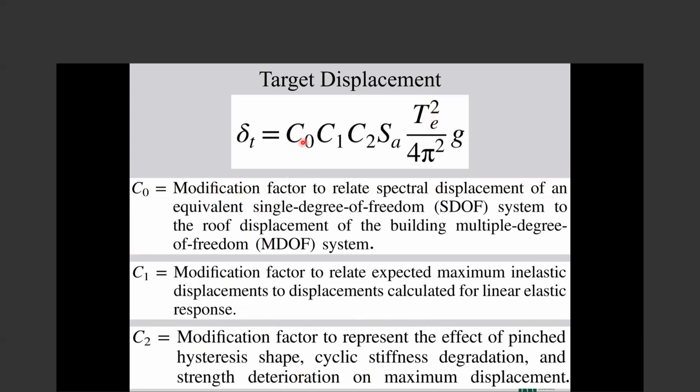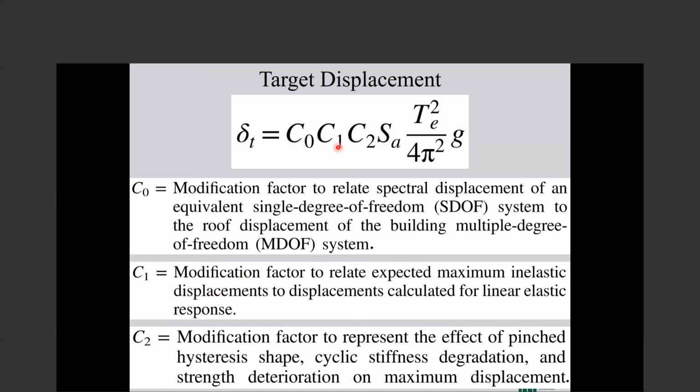So C0 is the modification factor to relate the spectral displacement of an equivalent single degree of freedom system to the roof displacement of the building's multiple degree of freedom system. Very long definition. So in short, when from the response spectrum, which is for a single degree of freedom system, we get the displacement, what will be the displacement at the top of the building, from a relation between that and the building. This is what C0 is.